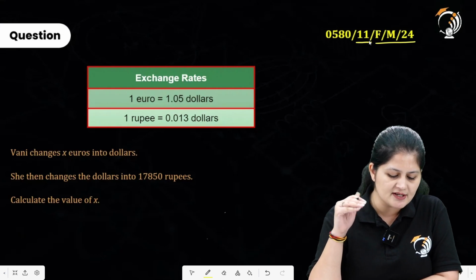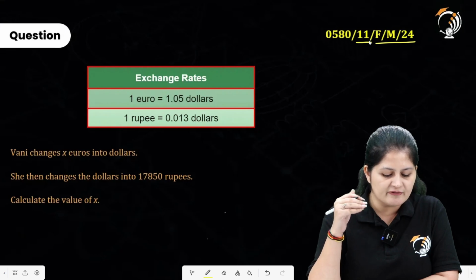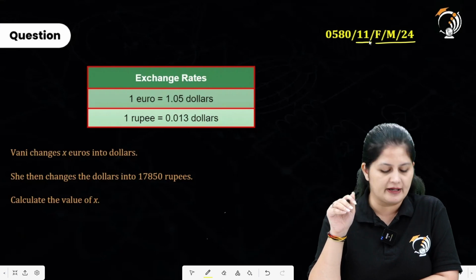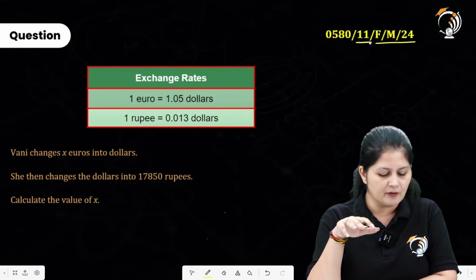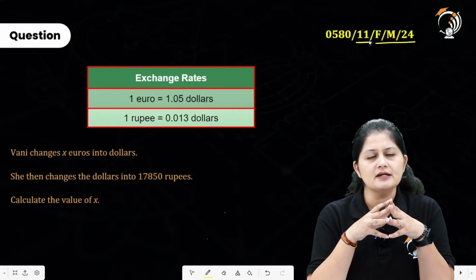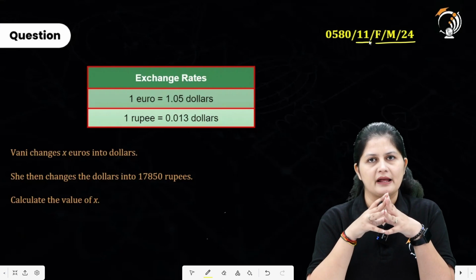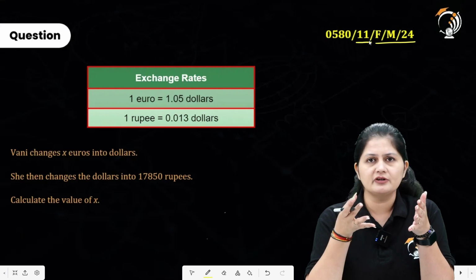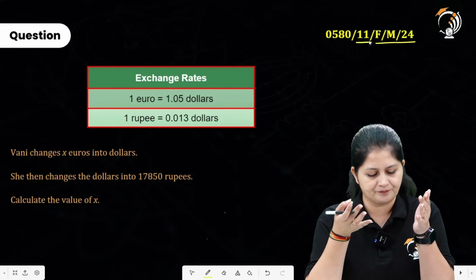Vani changes X euros into dollars. She then changes the dollars into 17,850 rupees. Calculate the value of X. So if we need to have a common parameter in order to equate it, what we can observe here is that the dollar amount is going to be the same.